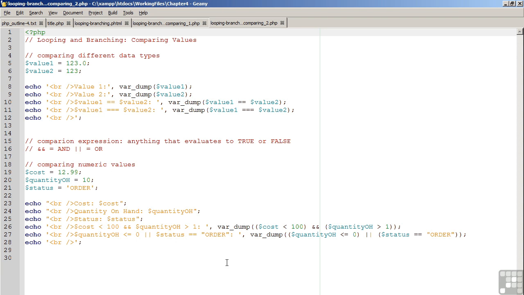The second expression is testing is the quantity on hand less than or equal to 0, or is the status equal to order? As we know, because it's a logical or, if either one of these subconditions is true, then the final result will be true. If both of them are false, the final result will be false.